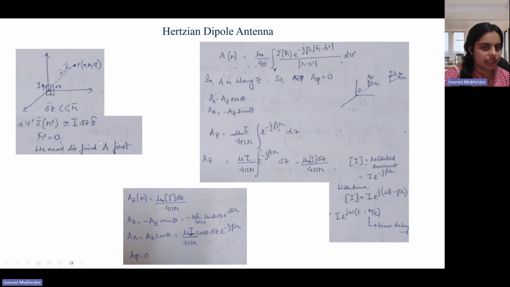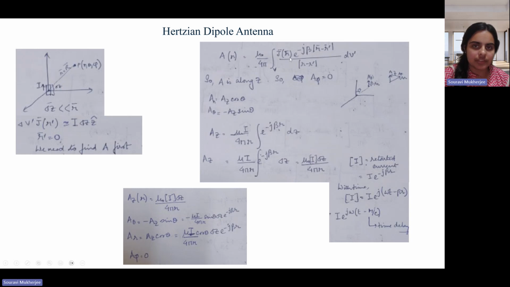So first you need to find the value of A, or the vector potential, at the point P. And how do you do that? You know this is how the expression looks. Here your r prime is actually 0, and you know that your A is along z. If the current is flowing along z, you can see here.